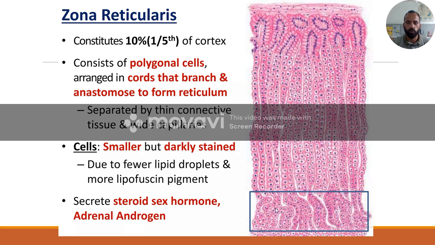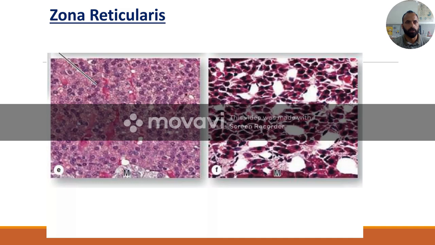The cells are smaller and darkly stained, and they secrete the steroid sex hormone that we call adrenal androgen. So this is zona reticularis. You can see the very darkly stained cells with anastomosis.